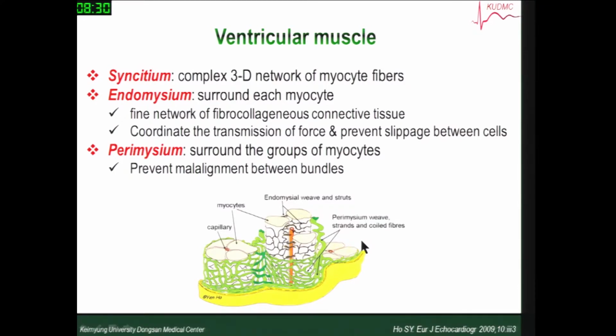And I'd like to move to the ventricular muscle itself. As you know, the ventricular muscle has a quite synergistic contraction in terms of working, and it makes a syncytium. Each myocyte is wrapped with an endomysium, which is collagenous connective tissue. It can coordinate the transmission of force and prevent slippage between cells. And the perimysium is a kind of wrapping network around groups of myocytes. It can prevent malalignment between bundles. If something changes in the connective tissue component or characteristics, it can cause left ventricular dysfunction.